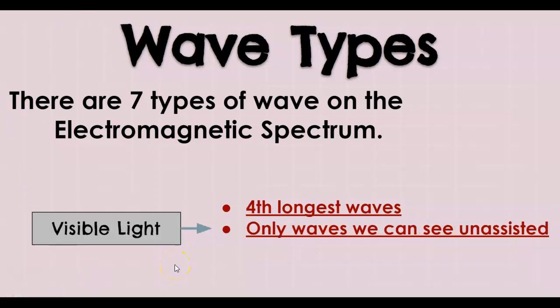Next is the kind of light that we can see with our naked eye, which is visible light. This is the fourth longest waves, and these are the only waves we can see unassisted. So any of the color that you see, what you pick up with your naked eye, that's going to be falling in the visible light spectrum.